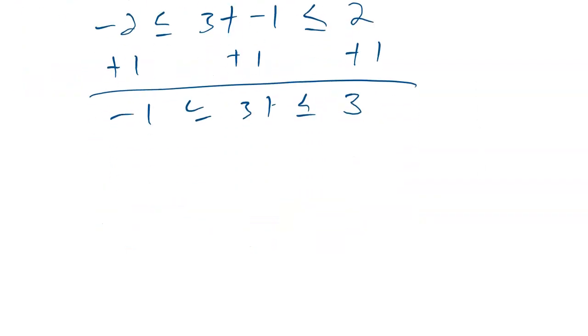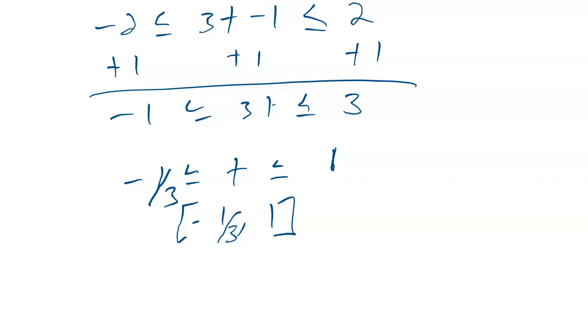I'm going to divide everything by 3. I get -1/3 is less than or equal to t, which is less than or equal to 1. And I get the answer [-1/3, 1]. That's not bad. That's not bad. All right, on to 6.